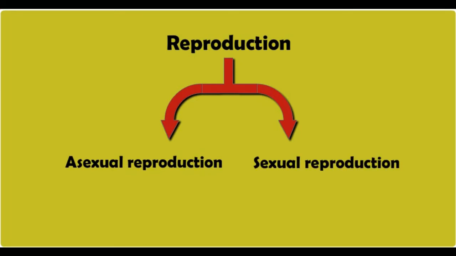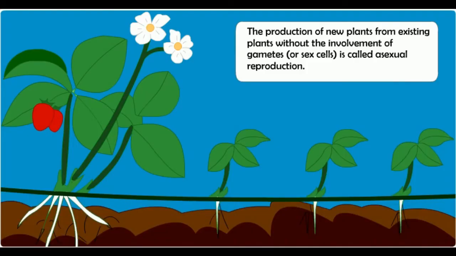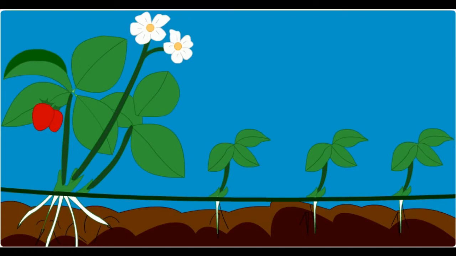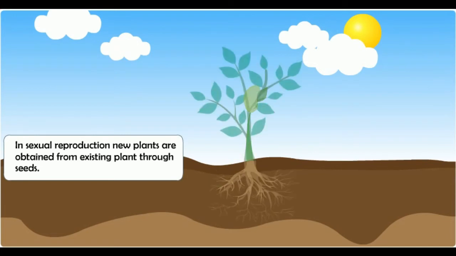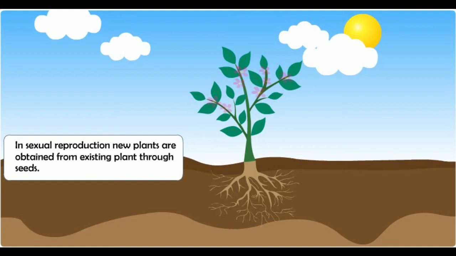The special cells involved in sexual reproduction are called gametes. The production of new plants from existing plants without the involvement of gametes or sex cells is called asexual reproduction. In asexual reproduction in plants, new plants can be obtained from an existing plant without seeds. The production of new plants from existing plants by the fusion of their gametes or sex cells is called sexual reproduction. In sexual reproduction, new plants are obtained from existing plants through seeds.